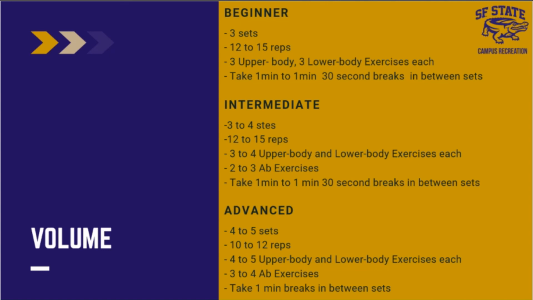So just to summarize everything, for you beginners, 3 sets, 12 to 15 reps, 3 and 3 of each muscle group. Intermediate, 3 to 4 sets. Stick to that 12 rep range, not so much 15. 3 to 4 muscle group exercises, and take the same amount of breaks.